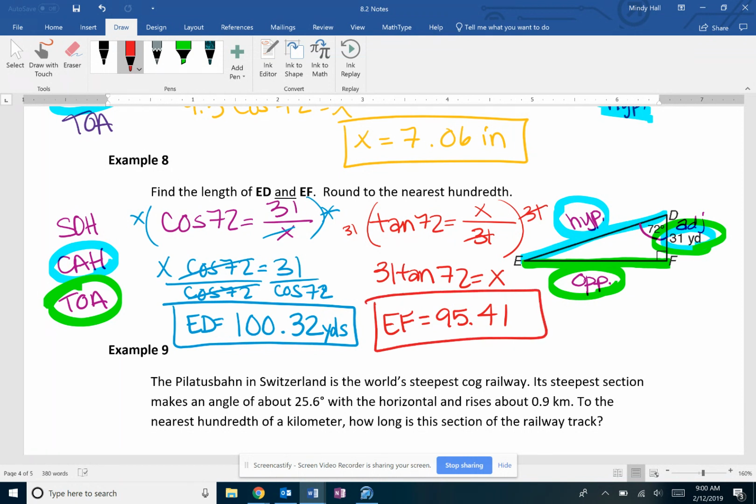Okay, so notice even with the same angle, I can find any of the sides that I need to for this right triangle. Remember, by the way, that trig ratios only work for right triangles and they only work for the acute angles in the right triangle. So just keep that in mind as you're doing stuff.